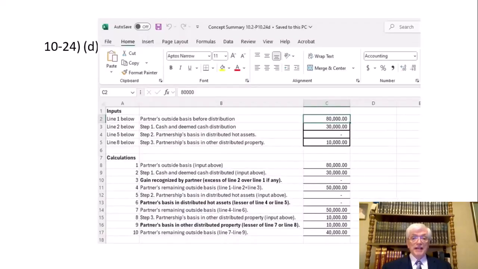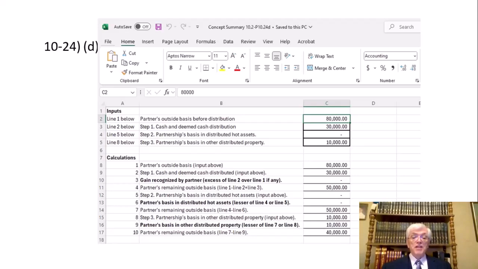Okay, so here's part D, new spreadsheet. The change in input is only step 3, partnership's basis in other distributed property is $10,000 instead of the original $80,000. So the first few steps don't change. Cash was less than the partnership's beginning basis of $80,000, so no gain recognized. Remaining basis is $50,000. No change because of the receivables, because they have a basis of 0. So she's still at $50,000 after the receipt of the cash and the receivables.